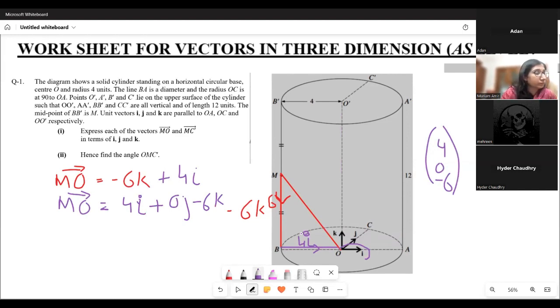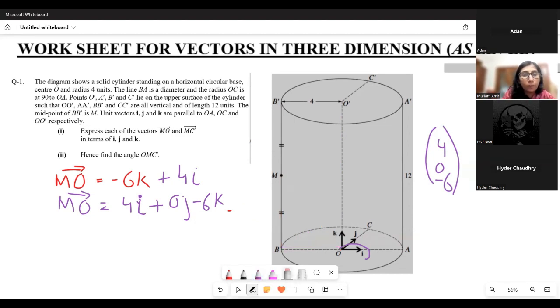Okay. Let's check. Yes. 4I, 0J, minus 6K. Okay. Where did my stylus go? Okay. So that's MO. Now we have to go from M to C dash.